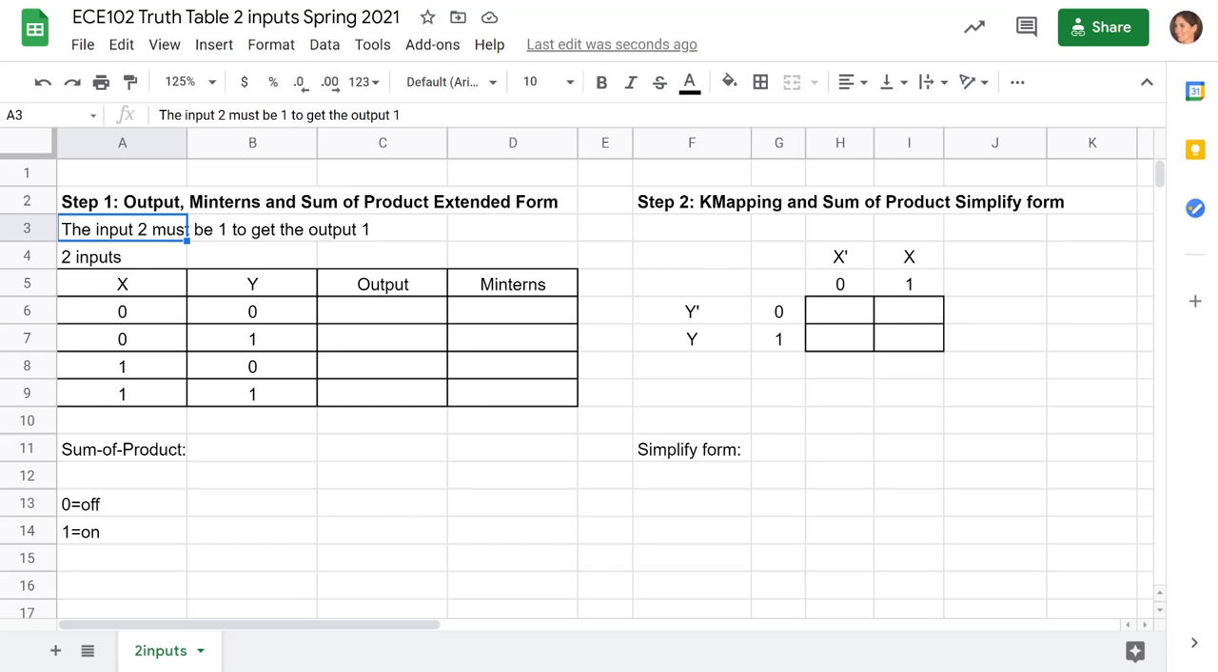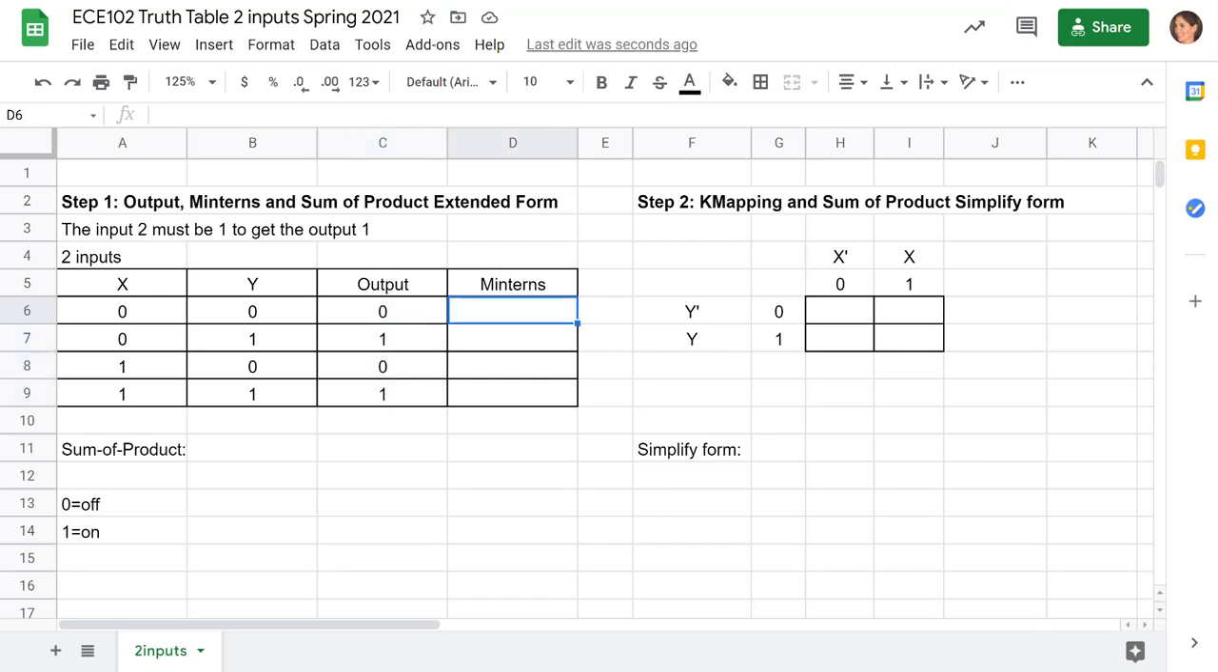So let's look at the first one. 0, 0. The second input is not 1, so it's 0. 0, 1, the input 2, so the Y is on 1. So yes, the output will be 1. 1 and 0, the input 2 is on 0, so that will be 0. And 1 and 1, the input 2 is on 1, so the output will be 1. Okay, so these 4 outputs will be different for each of you, depending on your instructions.